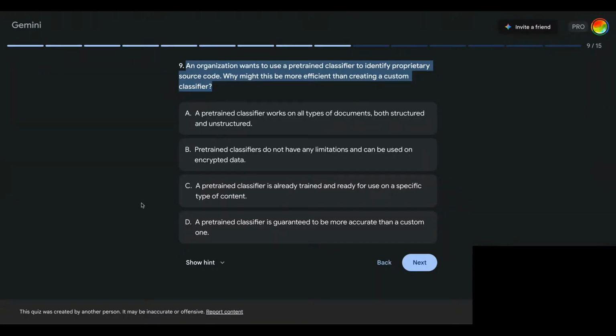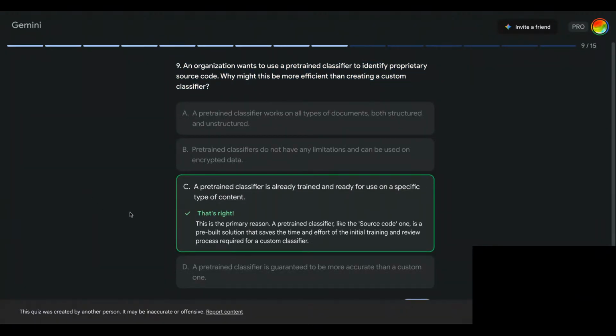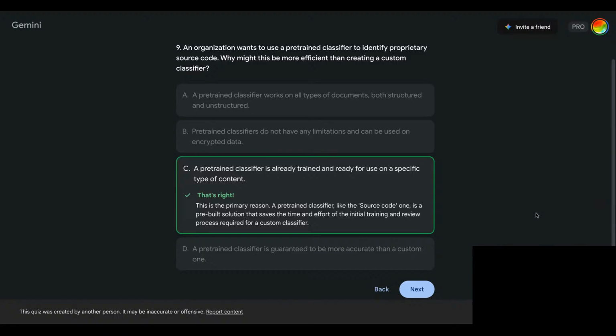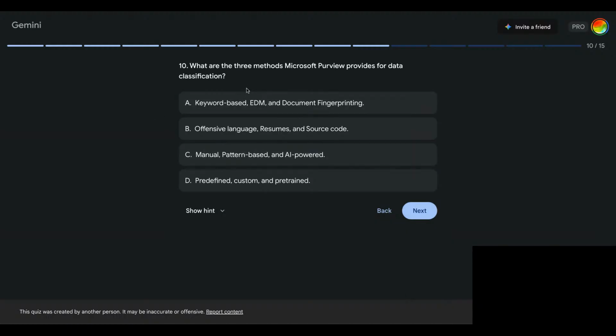Okay, Sharon is saying C. Pre-trained classifier is already trained. Yes, it's already trained. You're right, and it's ready for use. So you were correct. So sometimes when you go for an exam, they'll ask you questions. You'll see some of the questions, they'll make sense, even if you don't know the answer. You can see that this one makes more sense.